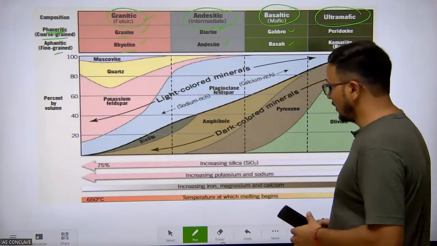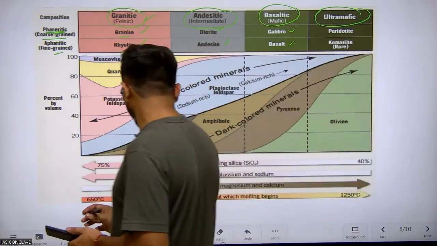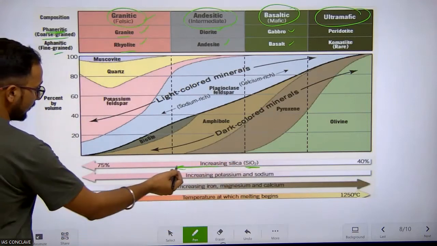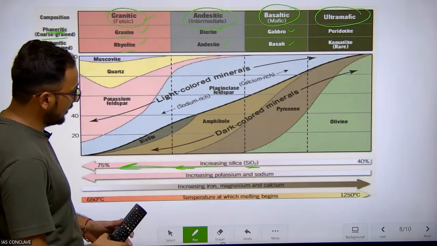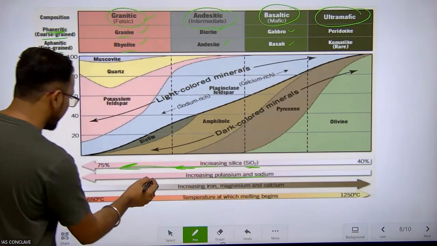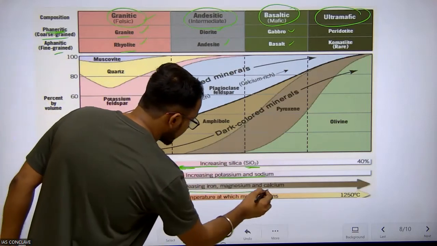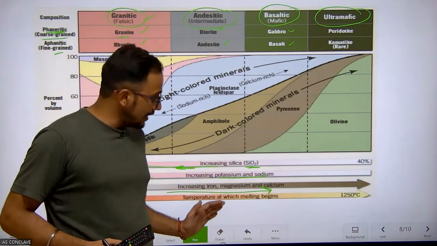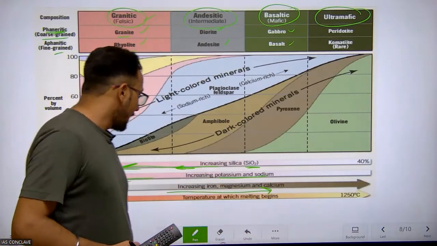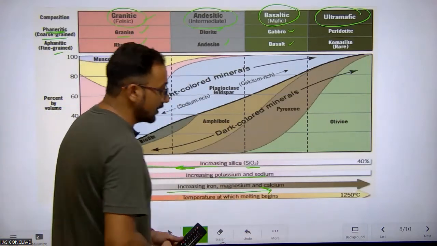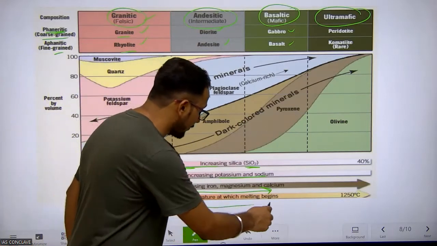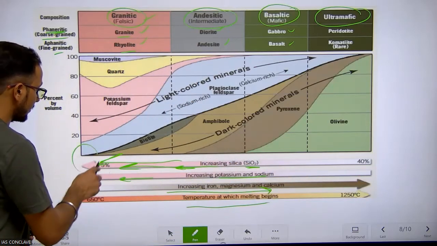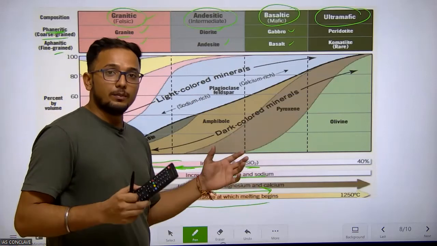If you notice this diagram carefully, in this direction the silica content increases, and potassium and sodium also increase. In this other direction, iron, magnesium, and calcium increase. Whenever the iron, magnesium, and calcium composition increases in the minerals, their melting point also increases. In the other direction, the silica components in the minerals increase.